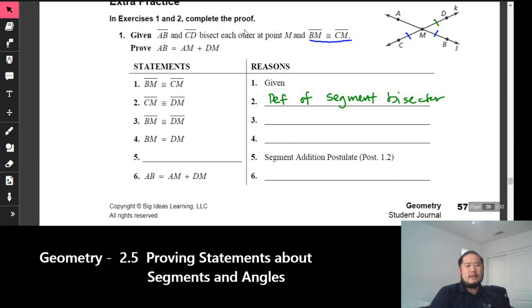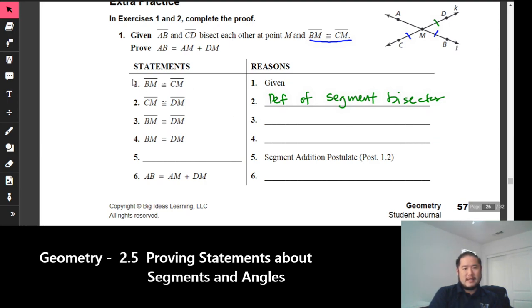Using what's given, I'm able to come up with this statement because they didn't specifically say that CM is congruent to DM. They also didn't say that BM is congruent to DM either. So now we have these two statements, 1 and 2. One of the things that you're going to learn is there's a specific reason why we try to put statements in a particular order. Remember, it's like telling a story.